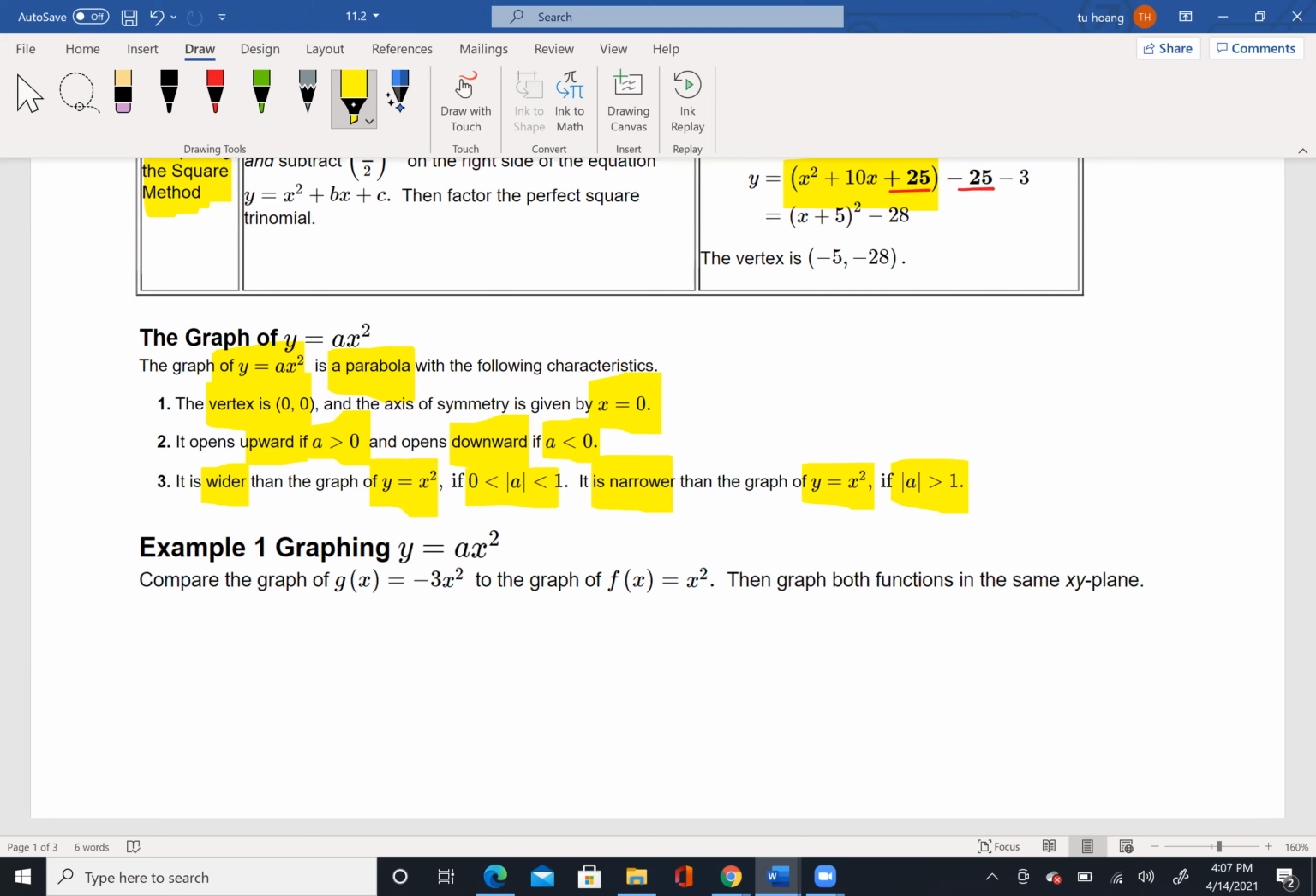So let's do some examples. We're going to compare the graph of g of x equals -3x squared to the graph of x squared, and then graph both functions in the same xy plane.